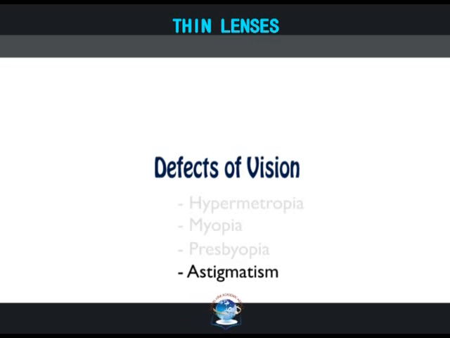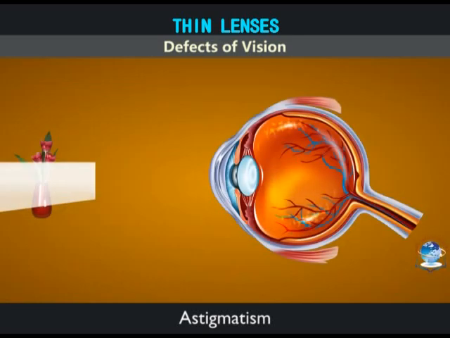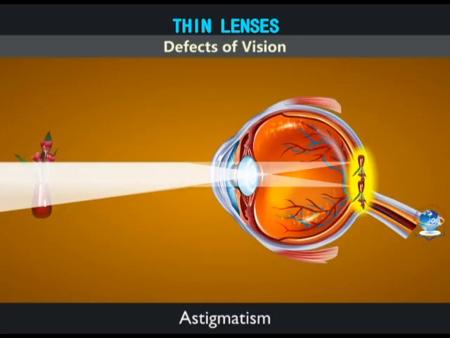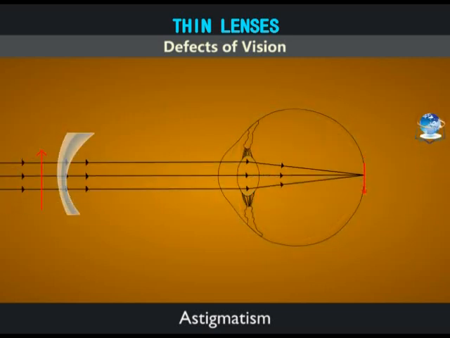Finally, astigmatism is a problem where the image may be clearly focused on the retina in the horizontal plane but not in the vertical plane. This defect might be caused by an irregular curvature of the cornea or the lens. This can be corrected using glasses with cylindrical lenses.